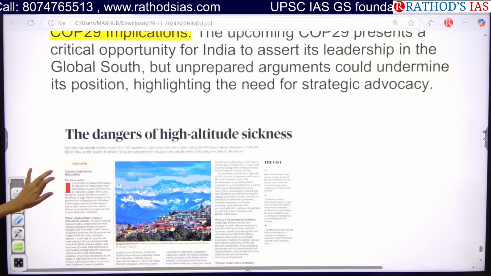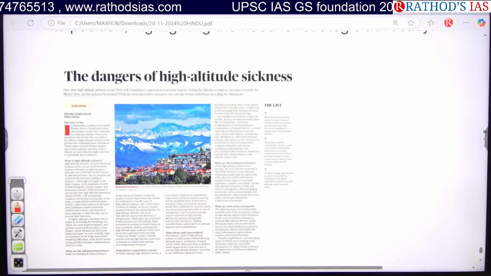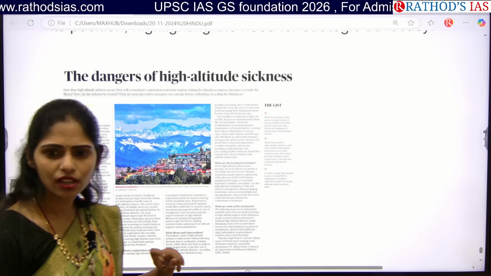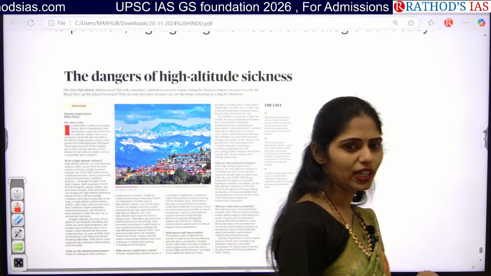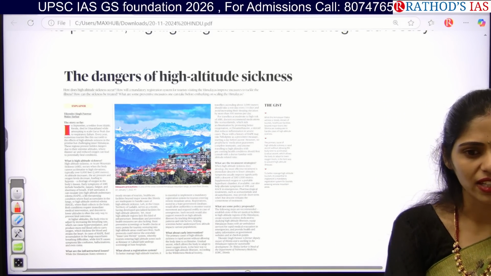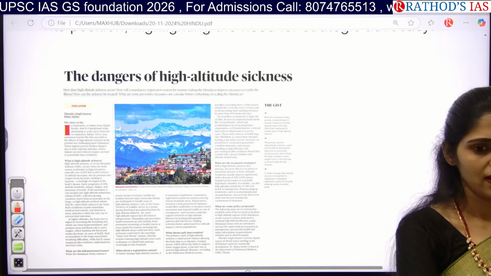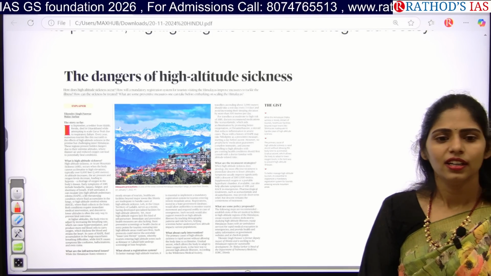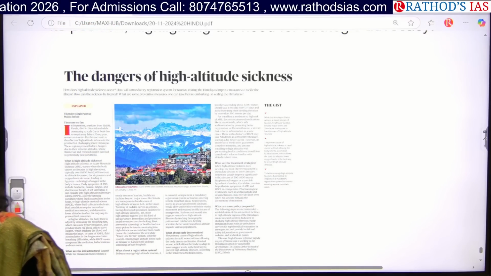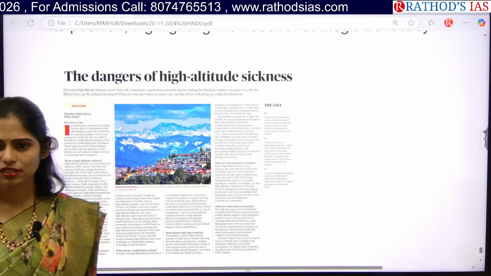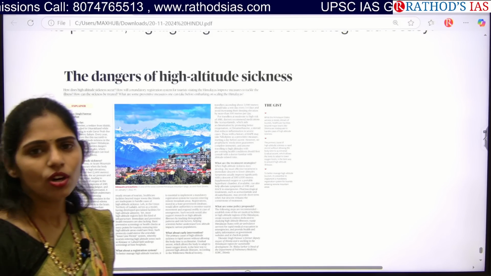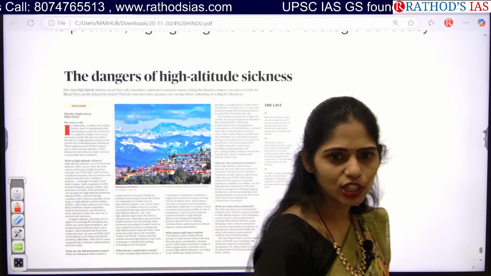Okay, see this article, dangers of high altitude sickness. So what is the keyword? Altitude sickness. What is this altitude sickness? I said about this concept 2 days ago. Chardham project. So what is this Chardham project? Yes, if you are climbing away from the sea level, if you are going higher, what happens? Atmospheric pressure increases or decreases? Decreases. So because of this, it is having impact on your blood vessels. Okay, so because of this, you will be getting some altitude signals.